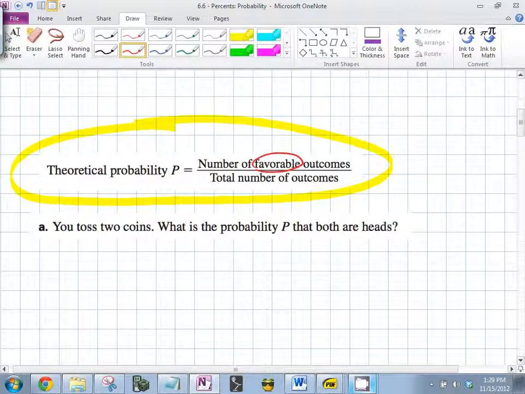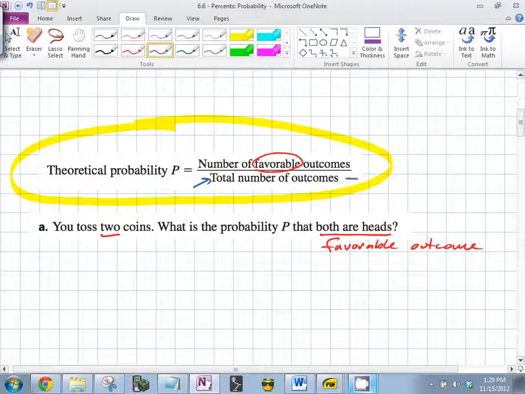So let's do one. You toss 2 coins. What's the probability that both are heads? This is our favorable outcome. So let's count the number of outcomes, the number of ways the game, quote unquote, can be played.